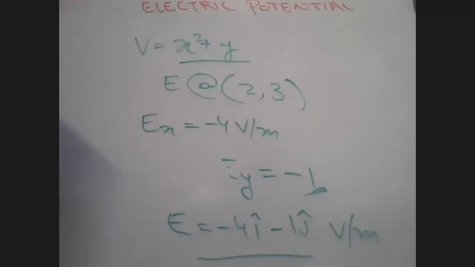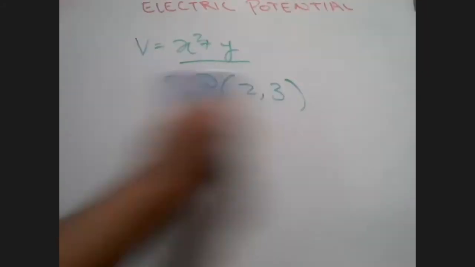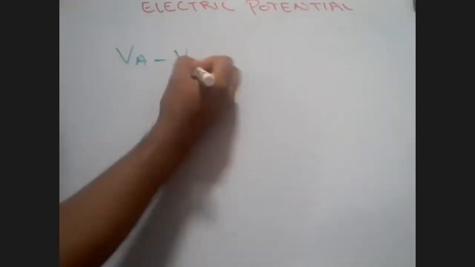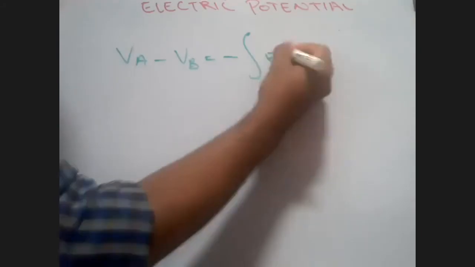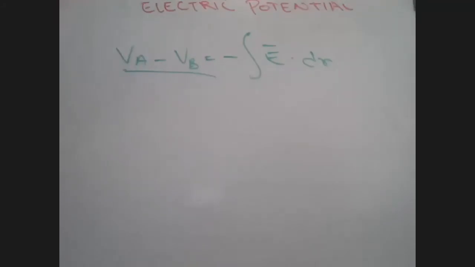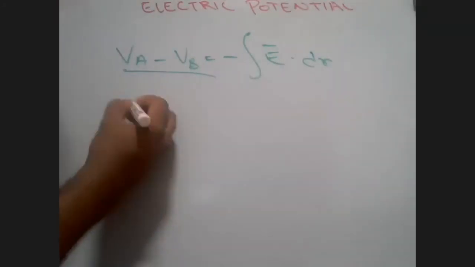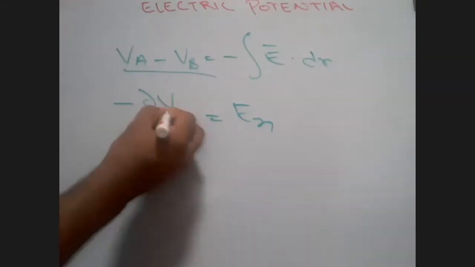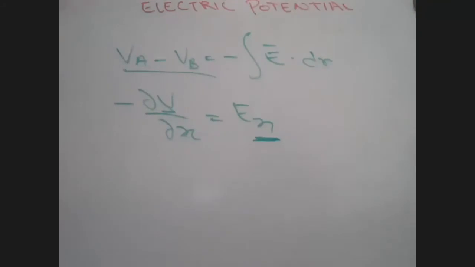Now I've explained the relationship between electric field intensity and potential twice. Once I derived it, where VA minus VB is equal to minus integration of E dot dr. Here I have to give you electric field intensity and ask you what is potential. The second derivation I told you is dV by dx equal to Ex. Here I have to give you potential and you have to tell me what is electric field intensity.